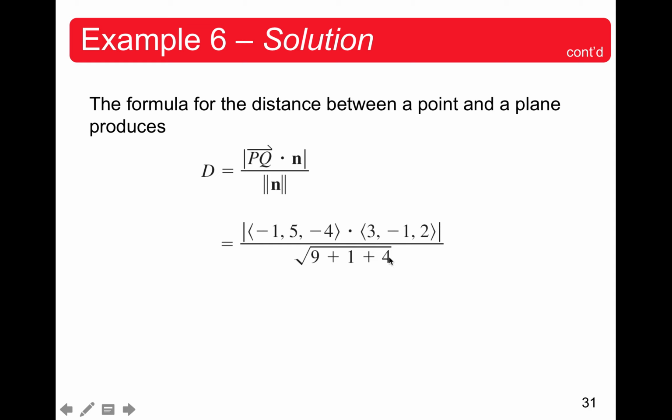And then this is coming from 3 squared is 9, negative 1 squared is 1, and 2 squared is 4. So that's the magnitude of our normal vector. Remember, the dot product is -1 times 3 plus 5 times -1 plus -4 times 2. So that's where these numbers are coming from. It's going to be the absolute value. So we're going to get 16 divided by the square root of 14. So this right here would be the distance between point Q and our plane given by that equation.